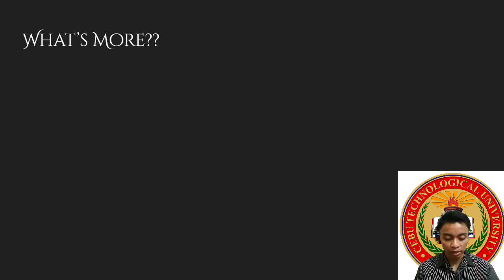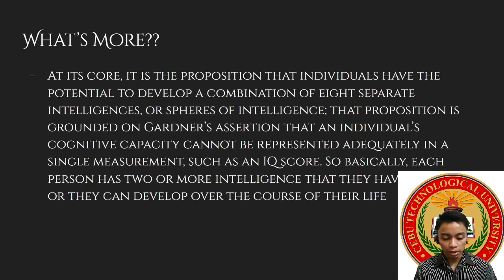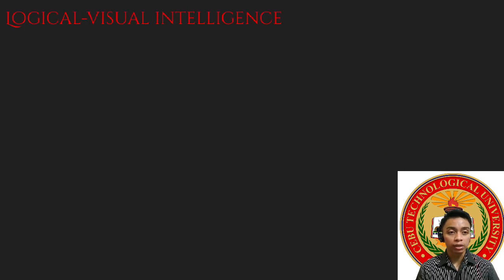The first one is logical or mathematical intelligence. The second is verbal intelligence. Then the intrapersonal, and the other one is the interpersonal. There is also body or kinesthetic intelligence, followed by musical intelligence. Another one is visual or spatial intelligence. And lastly, we have naturalistic intelligence.